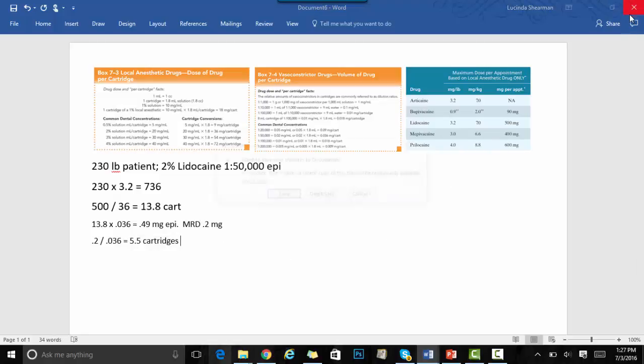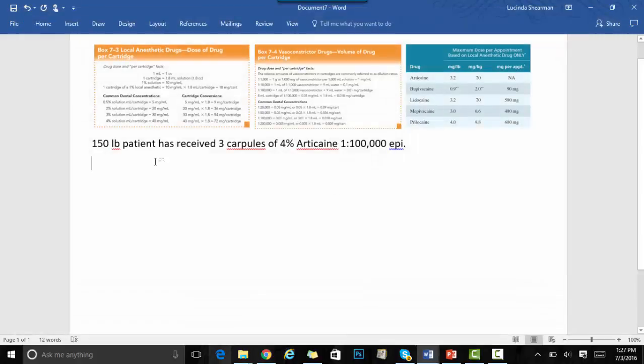Let's do a couple more examples. A 150-pound patient received 3 carpules of 4% articaine, 1 to 100,000. How many more carpules can this patient receive before reaching their limit? First, notice here that articaine has no MRD, so we don't have to worry about that.